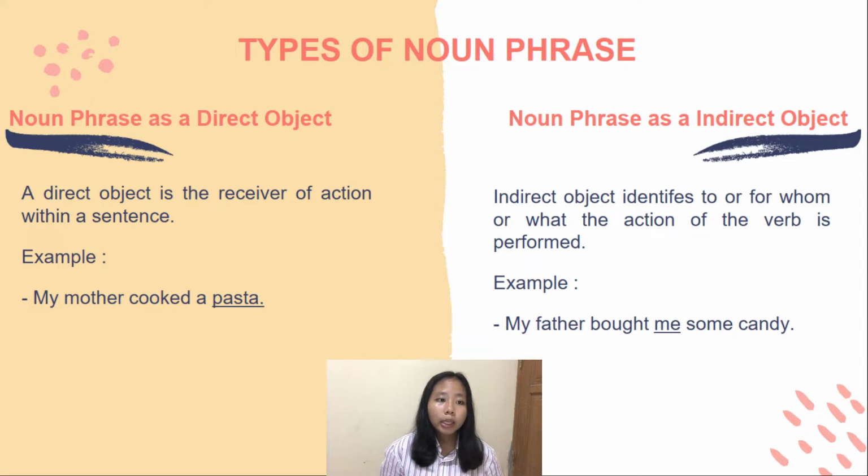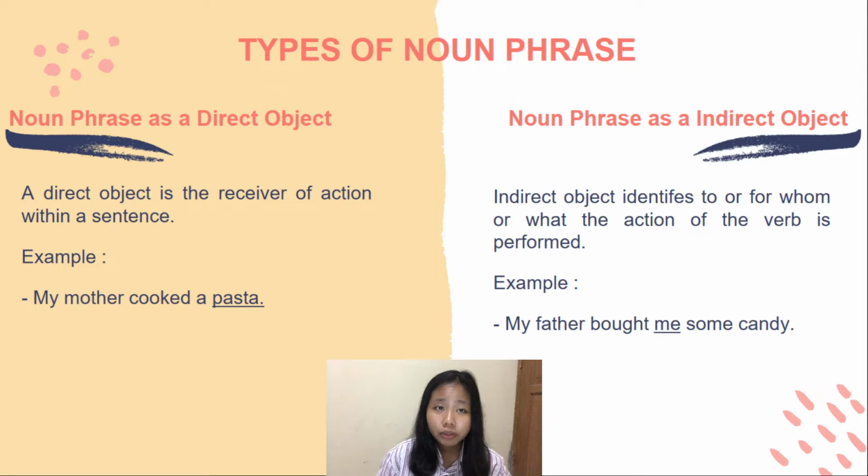Now, the third type is noun phrase as direct object. A direct object is the receiver of action within a sentence. The example of direct object is: my mother cooked a pasta. A pasta here is a direct object.